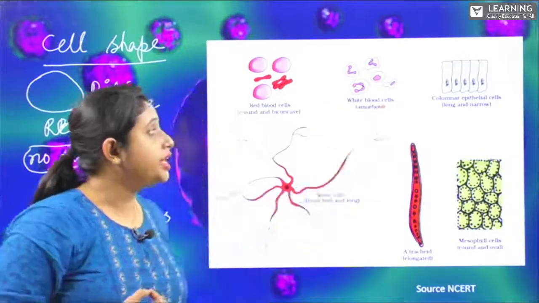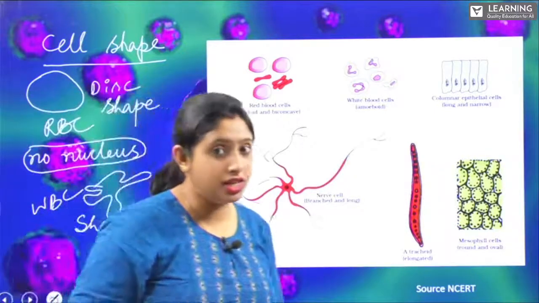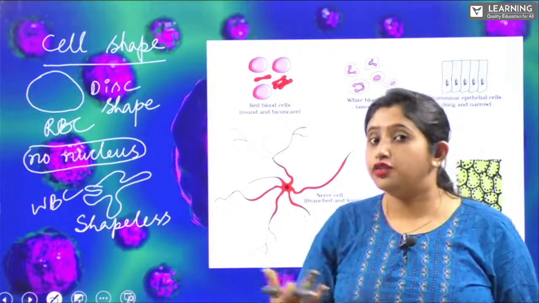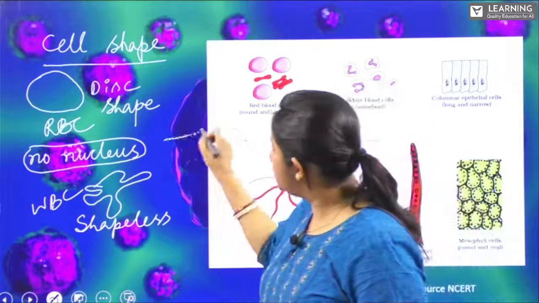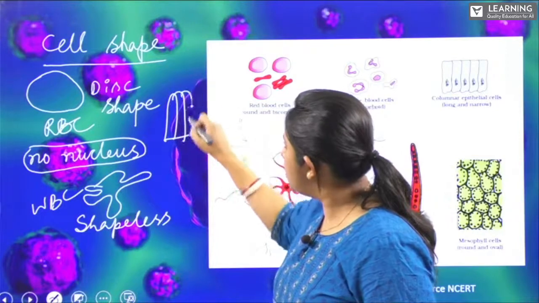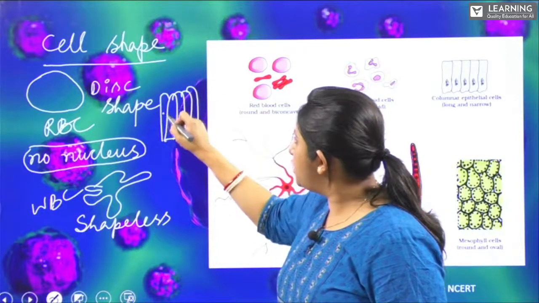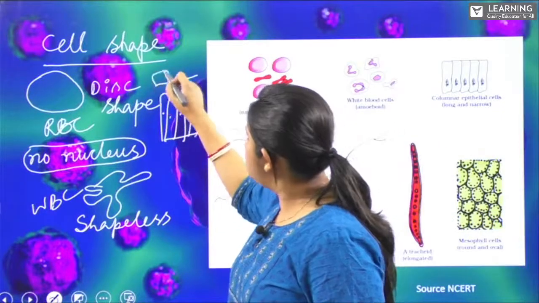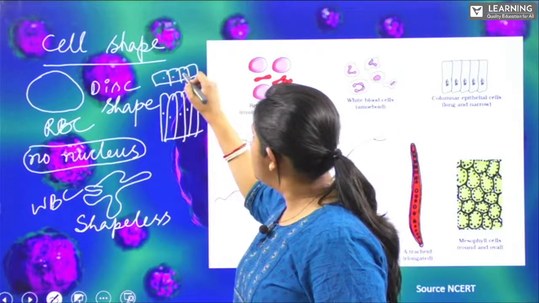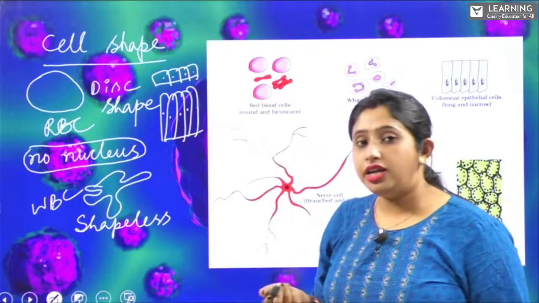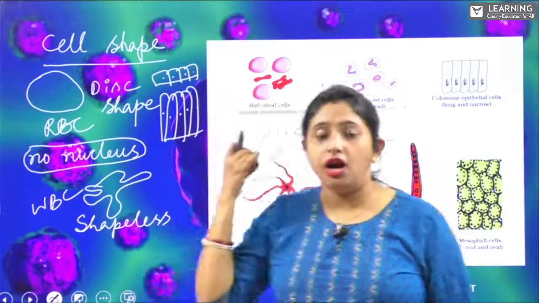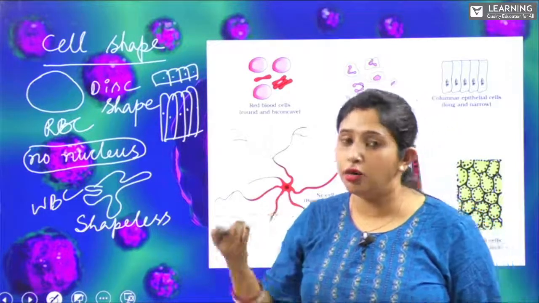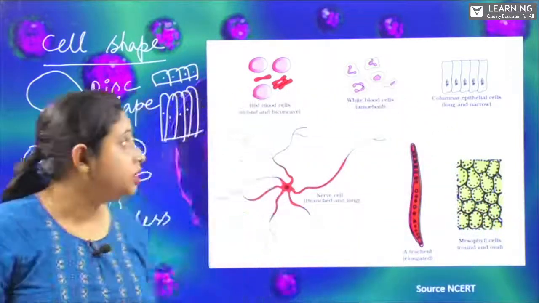Now talking about the next type of cell, that is the epithelial cell, which you have already studied in the animal tissue. There are different types of epithelial cells. You have seen that some of the epithelial cells are columnar in shape, some are cuboidal in shape. Again, there are two types of epithelial cells, the simple epithelial and the compound epithelial. So this is about it.